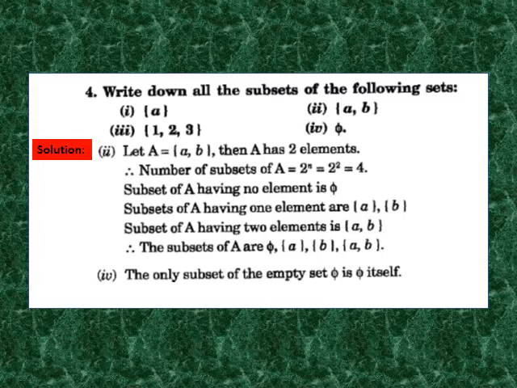I am solving the fourth part, which is very simple. We have to find the subsets of phi. Now the only subset of the empty set is itself. Empty set means number of elements is 0, so 2 power 0 is 1, so only one subset will be there. I hope I am clear. So pause and solve the other parts.